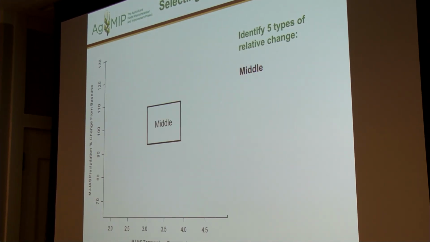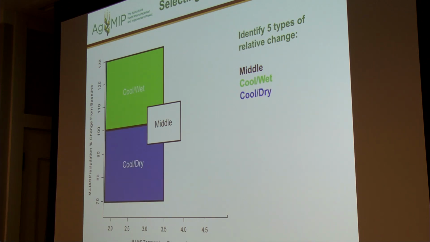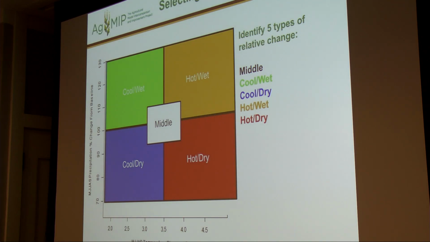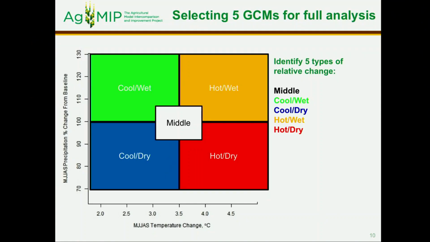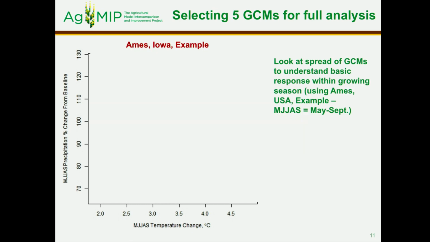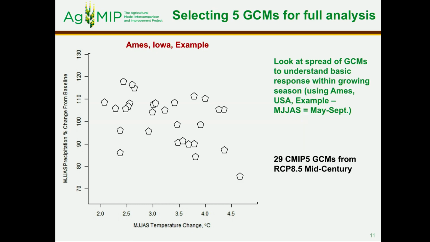So the main thing is there's 5 types of relative change. There's kind of the middle of the ensemble of projections. There's the relatively cool and wet, the relatively cool and dry, the relatively hot and wet, and the relatively hot and dry. If we can capture and sample from these 5 quadrants, we're going to have a pretty good idea of what's happening. All right, so here's Ames, Iowa, and this is the actual GCM projections. You'll see this cloud. There's some correlation in terms of, it looks like hot and dry versus cool and wet.